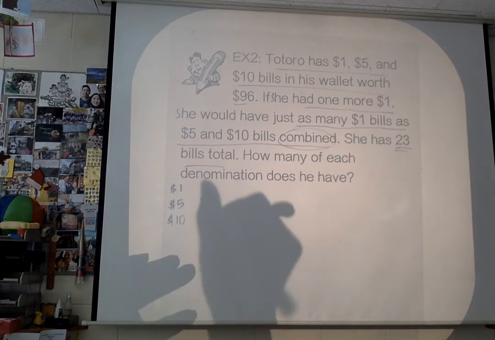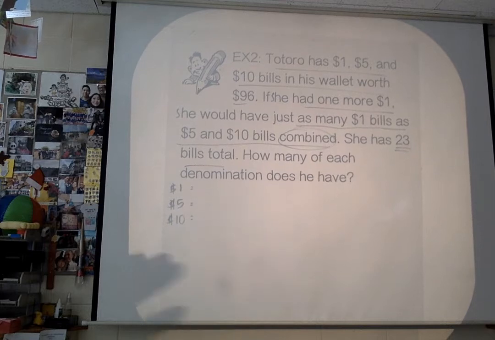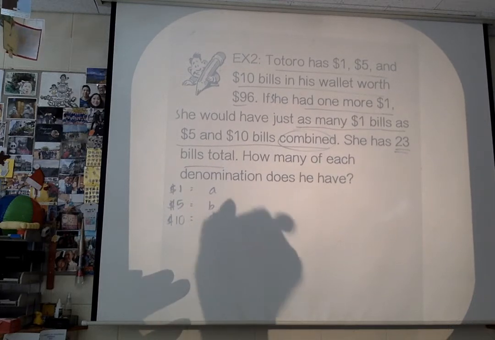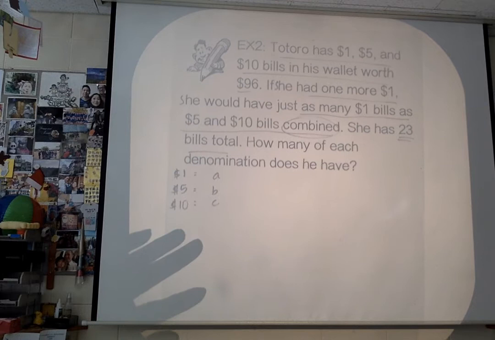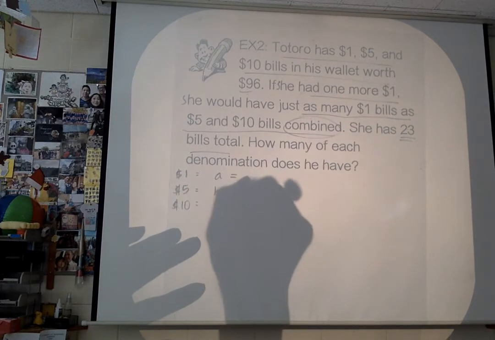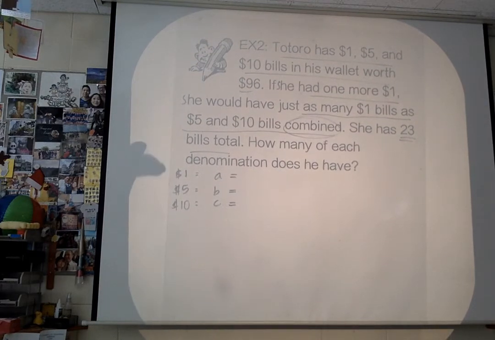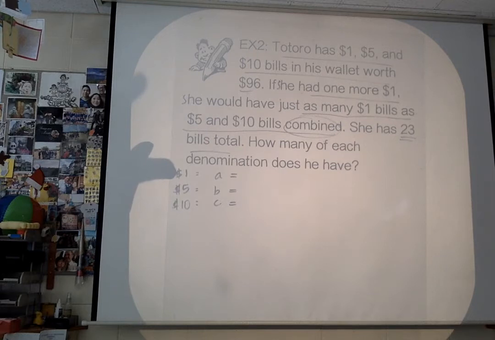I heard you. So you mean $1 bills, $5 bills, and $10 bills, A, B, and C. But what does the A, B, C really represent? Think about it. If I have $1, it's worth $1, but it really depends on how many I have. That changes the amount of money I have. $5 too. If I have two $5, that means I have $10 really. So think about how we would do that.